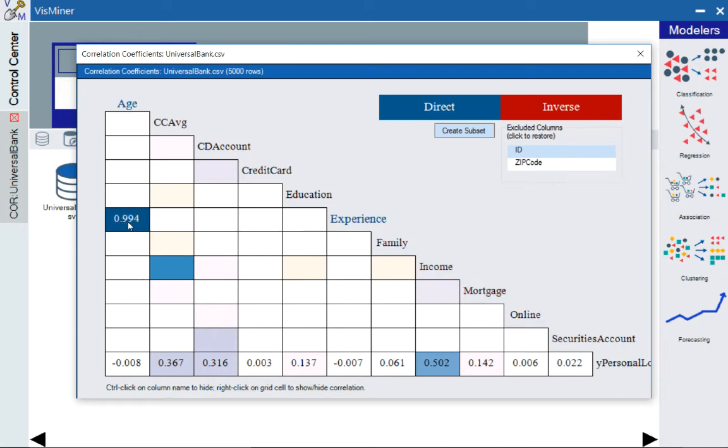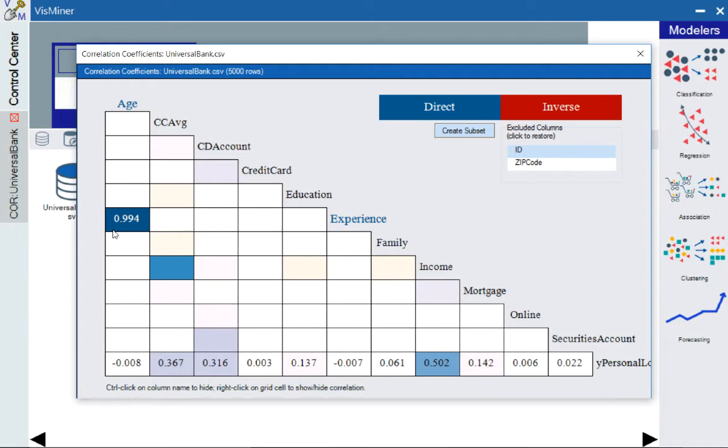Also, we want to look for collinearity problems. Collinearity means that more than one input variable is highly correlated with another input variable. For example, in this case, the correlation is so high that it's almost 1. In effect, age and experience are essentially measuring the same thing. They're two indicators of someone's experience. And so this would confuse the model.